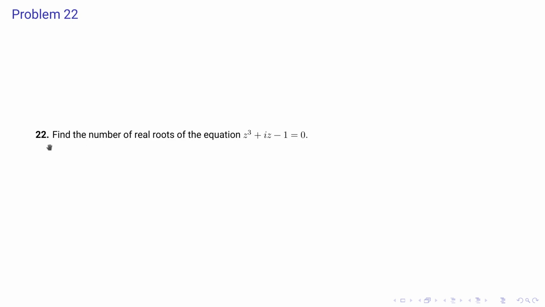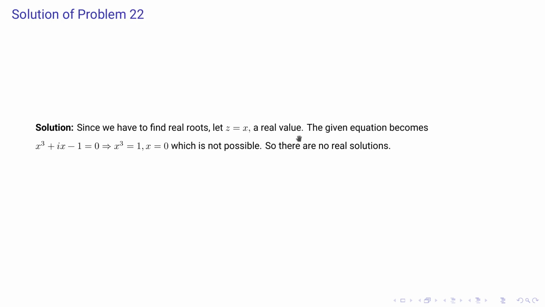Problem 22 says find the number of real roots of the equation z cube plus iz minus 1 is equal to 0. So here we have to find real roots. That means the imaginary part will be 0. So we let z is equal to x, which is a real value. So the given equation is x cube plus ix minus 1 is equal to 0.